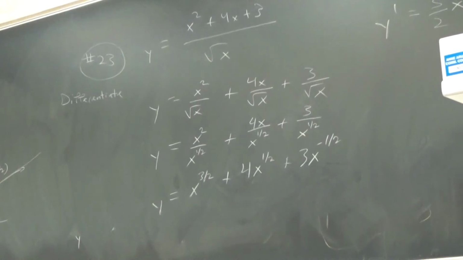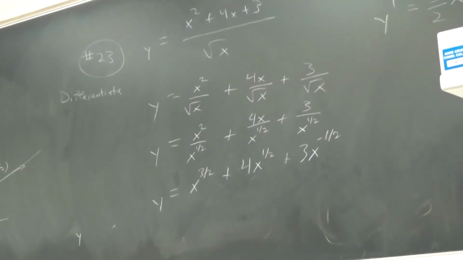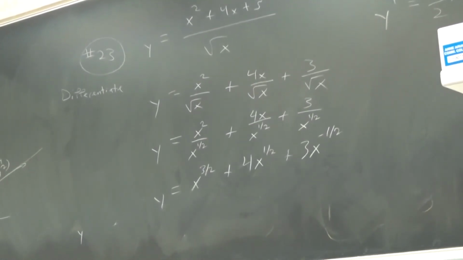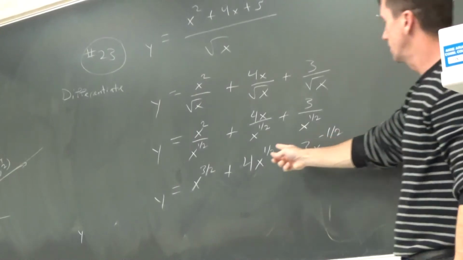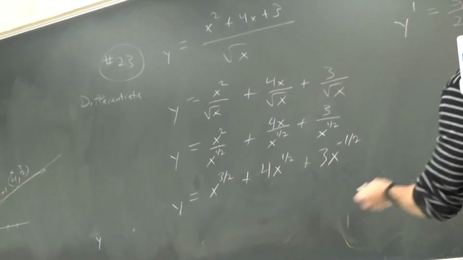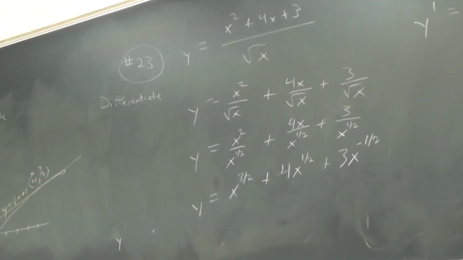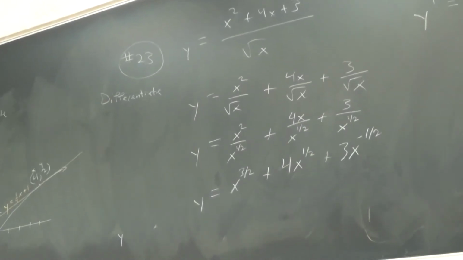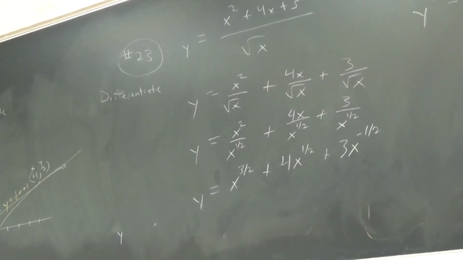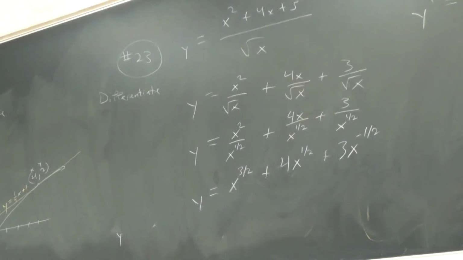4 times a half is 2. 2 x to the minus half. Good, a half. Subtract 1. Make it 1 half. And lastly, that should be way at the end, negative half times 3. Negative 3 halves.